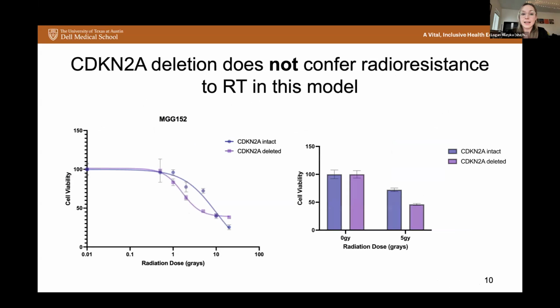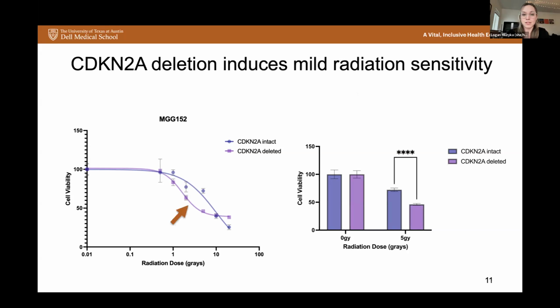So what I found is that CDKN2A deletion does not confer radioresistance to radiation therapy in this model. I'm going to draw your attention to the graph on the left. We see the CDKN2A intact in blue and the deleted in purple. And you can see the cell viability, so how much radiation was able to decrease the number of cells, is no different between groups. And even we see a heightened sensitivity in the CDKN2A deleted line. And this was statistically significant at biologically relevant radiation doses, which according to our radiation oncology colleagues tend to be around 1, 2, and 5 gray in the laboratory setting.